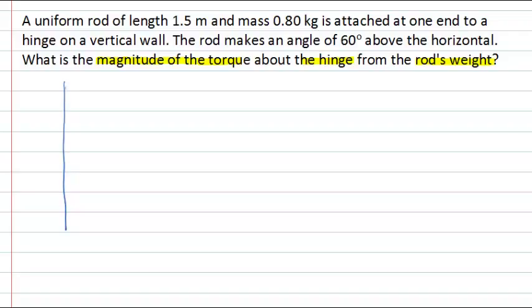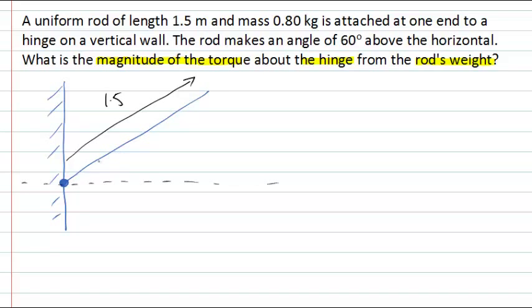Here's our vertical wall that the problem indicates. We have a hinge attaching to a rod that sits up at some angle above the horizontal. And we can use some of the information in the question to add to our diagram here. We know how long the rod is. The rod along here is 1.5 meters in length. And we know that it sits at a certain angle above the horizontal, the angle being 60 degrees there.